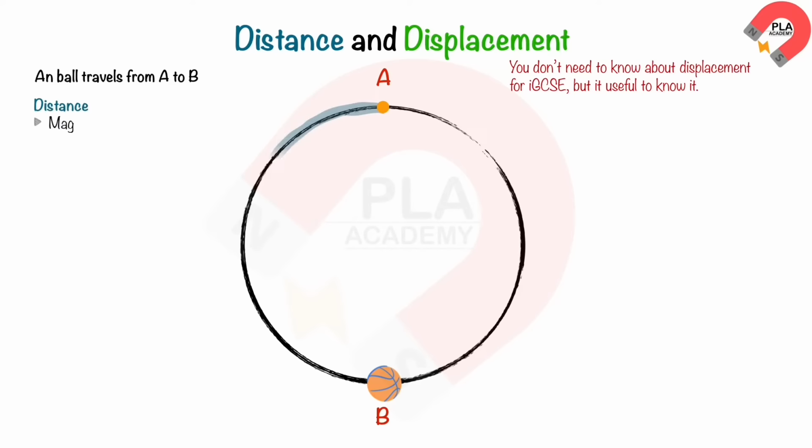Speed and velocity. Speed is the distance moved per unit time. Speed is a scalar quantity, which has only magnitude. Its unit is meters per second. The average speed is the total distance moved divided by total time.